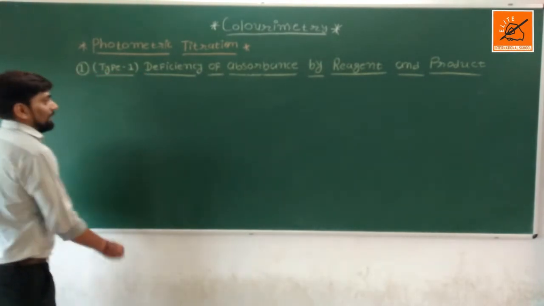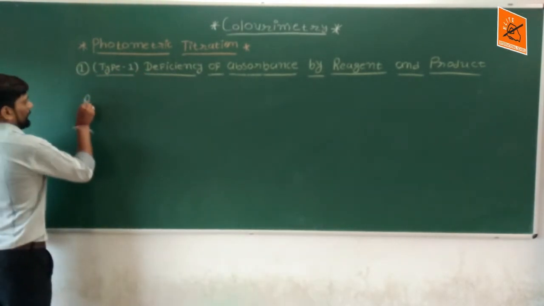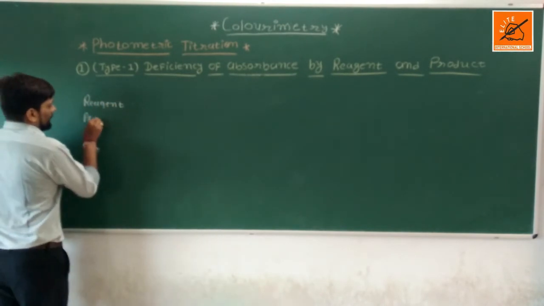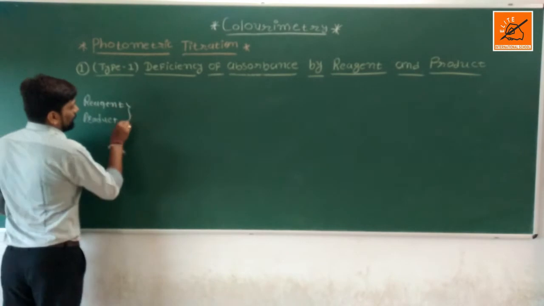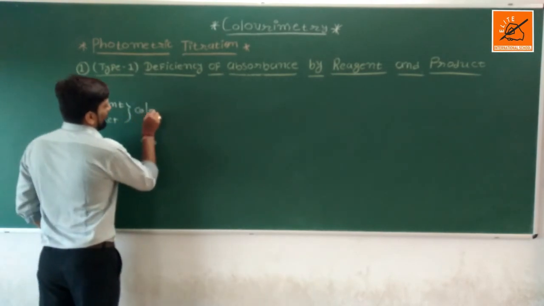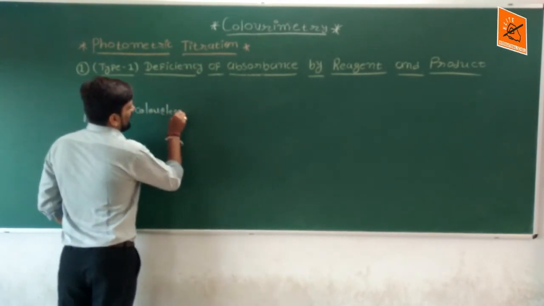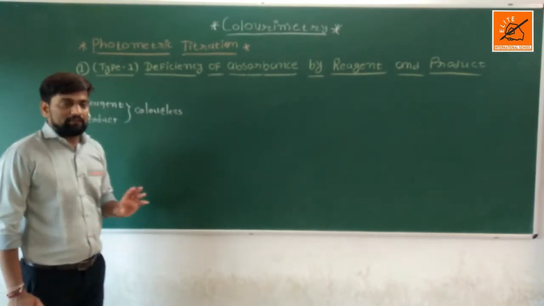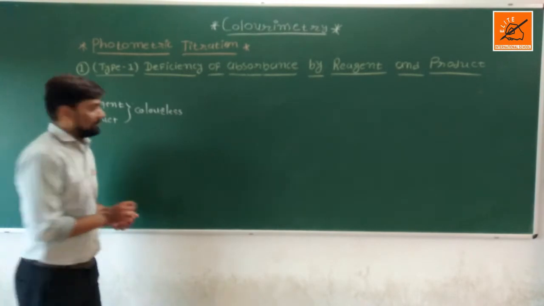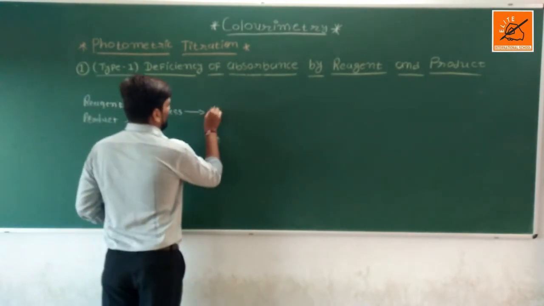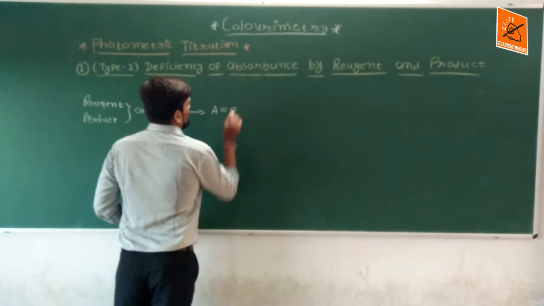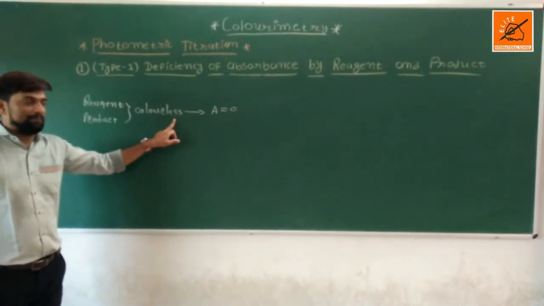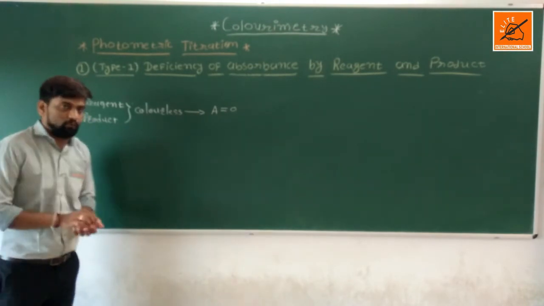For type 1 we take the reagent and product. Both are colorless. A colorless compound does not have the absorbing property, so absorbance is equal to 0. That's why absorbance is equal to 0.